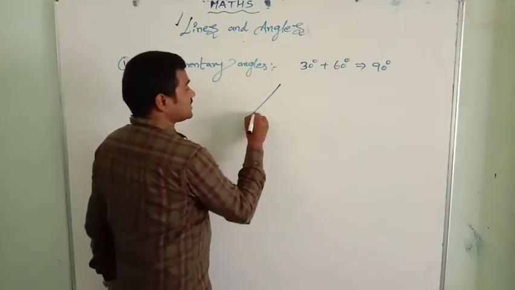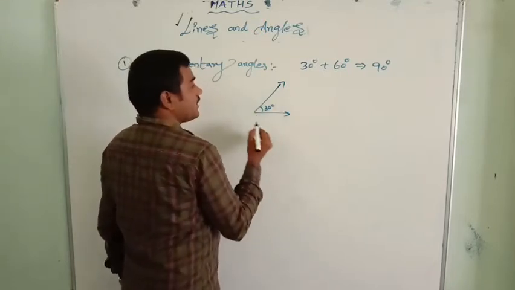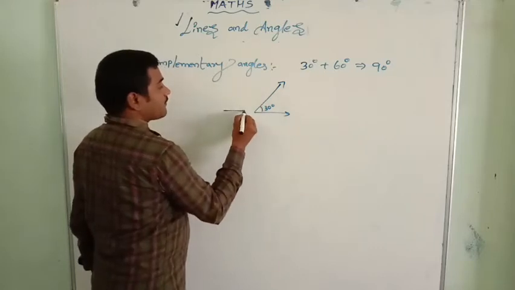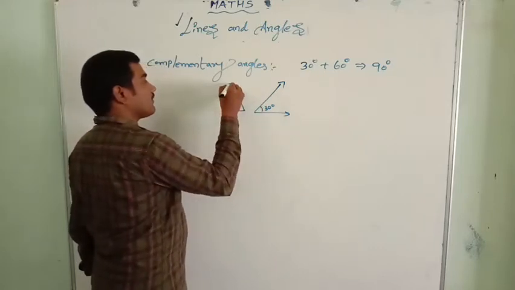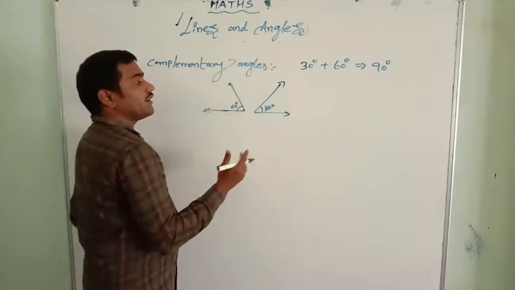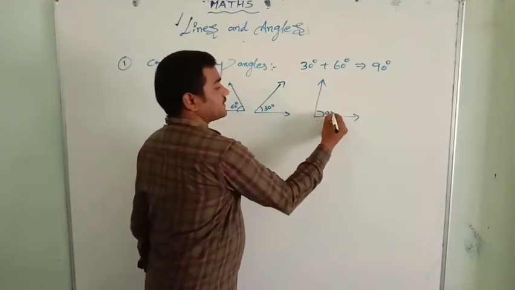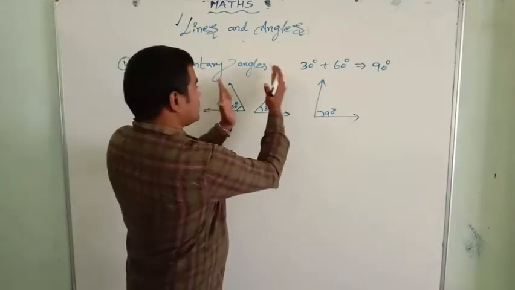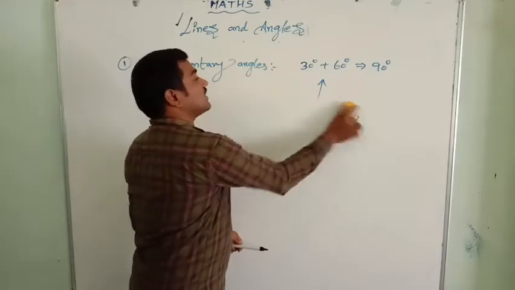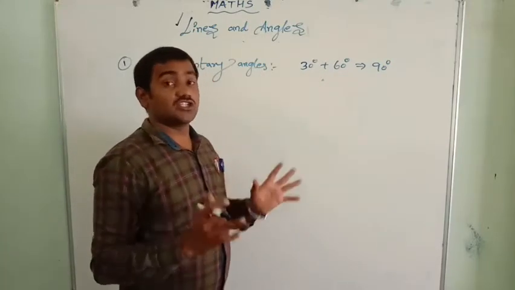Let's see the 30 degrees lines here. Suppose this is 30 degrees. Okay, now we have 60 degrees lines. Suppose I have taken 60 degrees lines. Okay, if you join these two, you get exactly 90 degrees. If the sum of two angles is 90 degrees, they are known as complementary angles to each other.